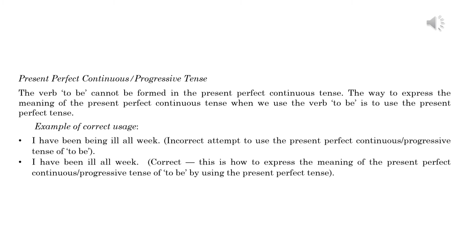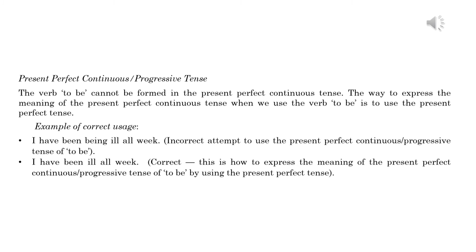Present perfect continuous or progressive tense. The verb to be cannot be formed in the present perfect continuous tense. The way to express the meaning of the present perfect continuous tense when we use the verb to be is to use the present perfect tense.